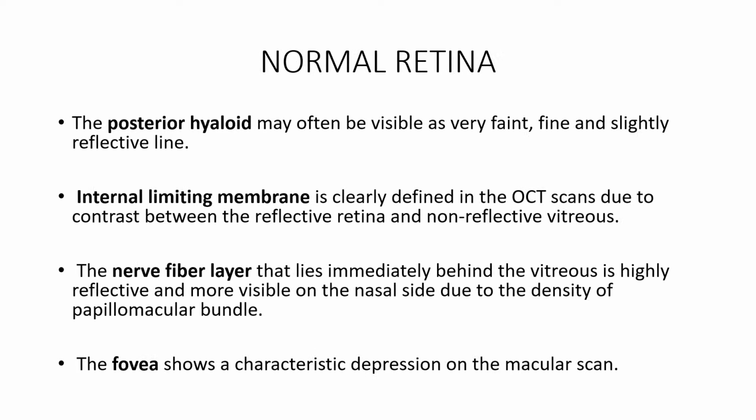Normal retina. The posterior hyaloid may often be visible as a very faint, fine, and slightly reflective line. The internal limiting membrane is clearly defined in OCT scans due to contrast between the reflective retina and the non-reflective vitreous. The nerve fiber layer that lies immediately behind the vitreous is highly reflective and more visible on the nasal side due to density of the papillomacular bundle.